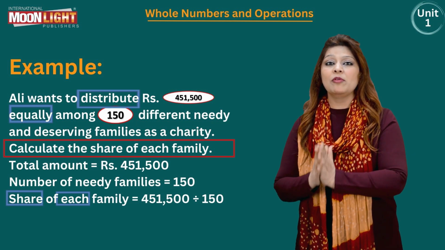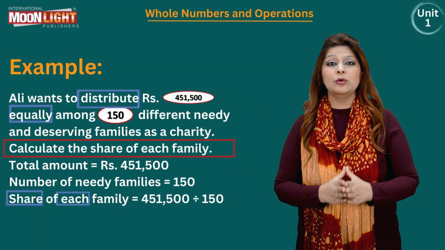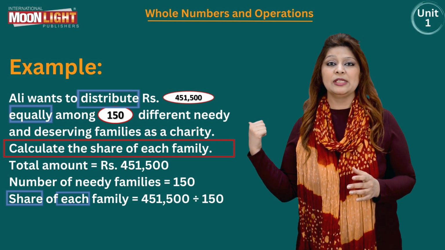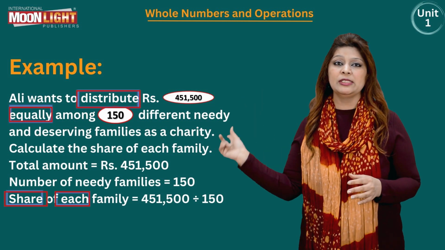Calculate the share of each family. These numbers are circled now. Now I am going to underline the statement. You can see that this is done. Underline the question is done. Now I am going to box the keywords. This is done. You can see that.